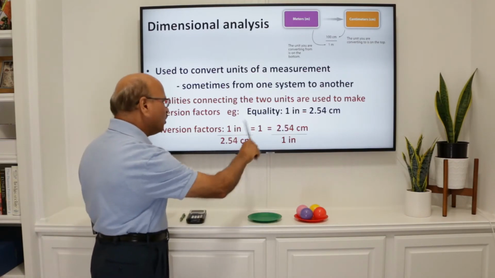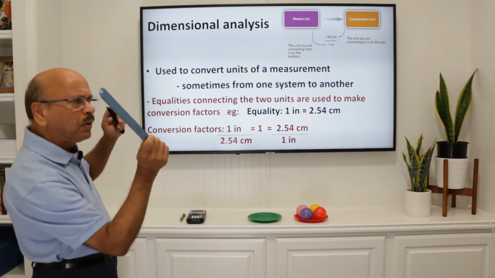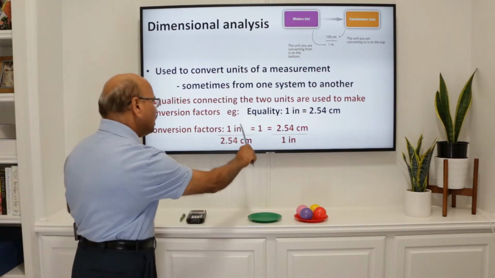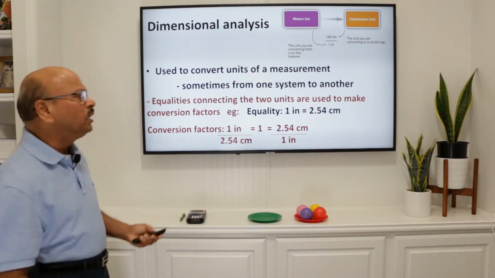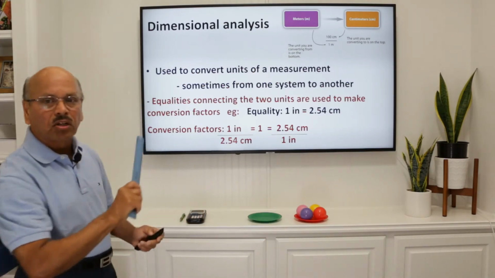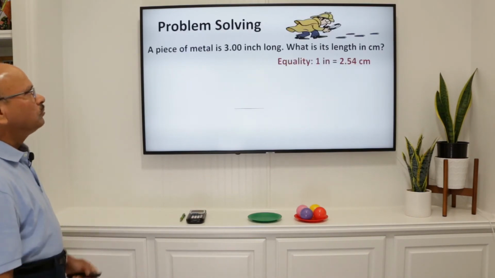So for the first or the second conversion factor, the value is 1, and so if you are multiplying any measurement with a conversion factor, the value doesn't change. The only change is in the unit. So that's the secret of a conversion factor. Okay, let's think about a problem.